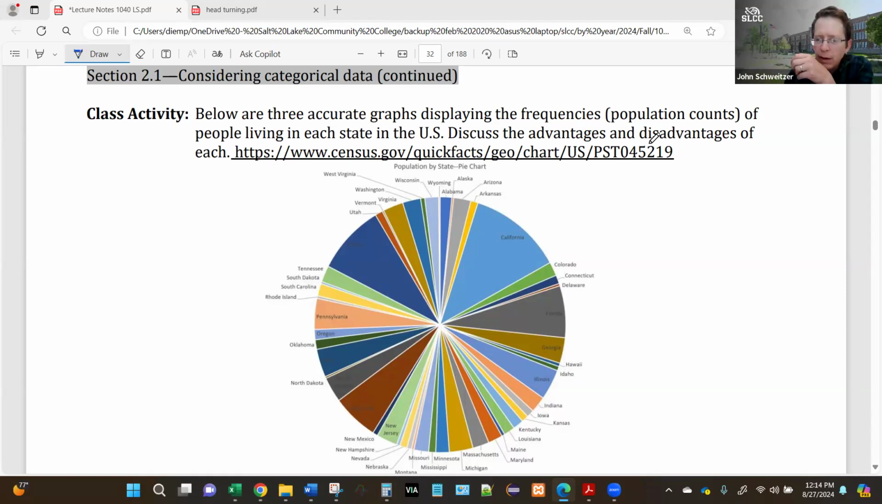We'll come back in about 5 minutes at 12:19 and discuss the relative strengths and weaknesses, the advantages and disadvantages of the 3 ways of depicting this data. Okay.